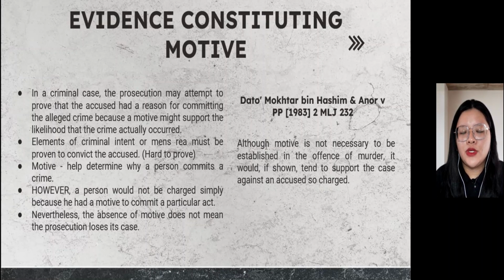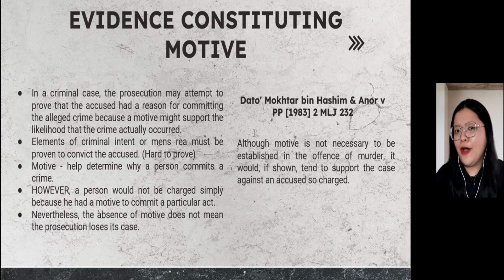Next, moving to the evidence constituting motive. In a criminal case, the prosecution may attempt to prove that the accused had a reason for committing the alleged crime, because a motive might support the likelihood that the crime actually occurred. The elements of criminal intent or mens rea must be proven to convict the accused. However, in practice, it is very hard to prove. So here, the motive may help to determine why a person committed a crime.